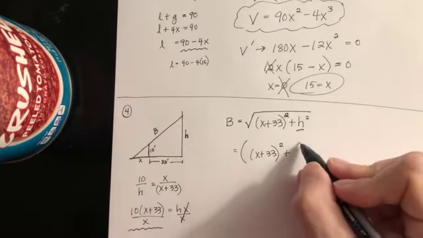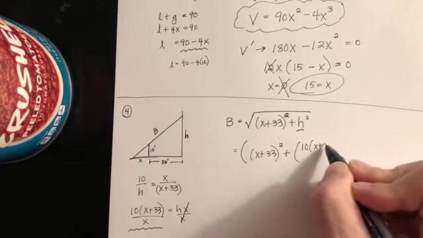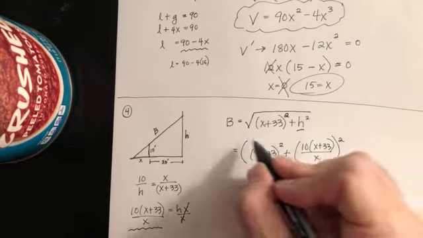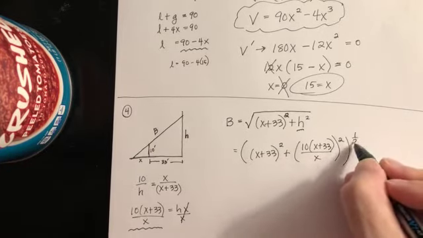And then I have this thing, which is 10 times x plus 33 over x. That's squared. And the whole thing's to the 1/2 power.